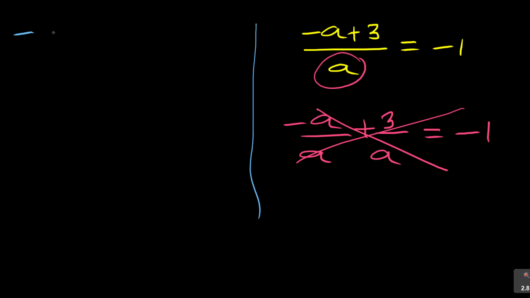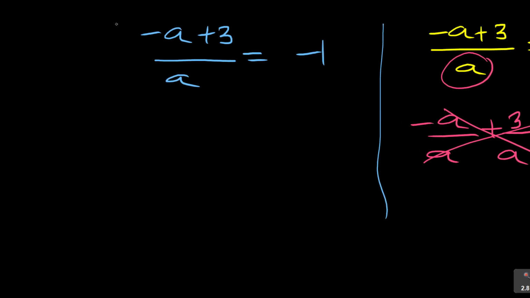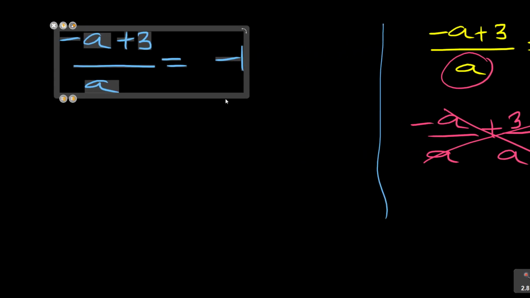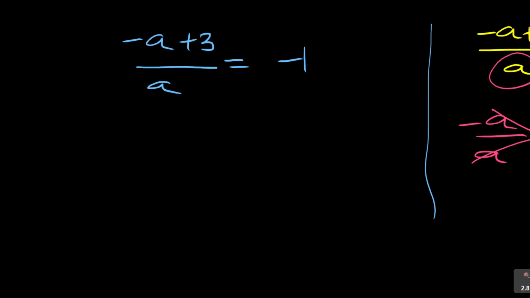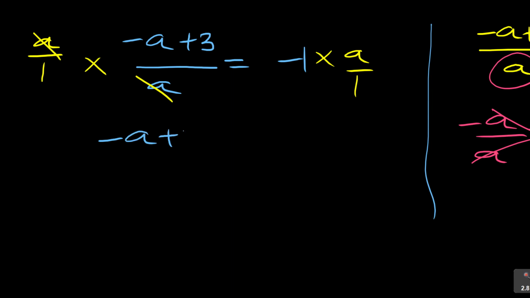If we're having minus a plus 3 over a is equal to minus 1, remember when a, or whatever unknown you want, is at the bottom, the best is to use that other version. What was the other version? You multiply by a over 1. You multiply by a over 1. So that is how it simply goes. What you do on the left, you do on the right. Alright, so now you have minus a plus 3 is equal to negative 1 times a, which is negative a.